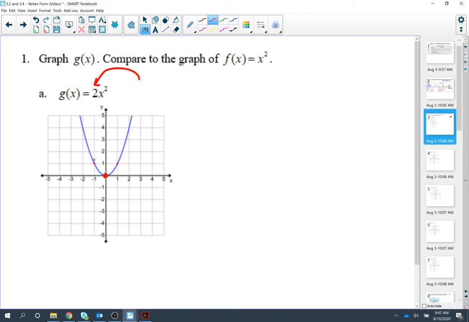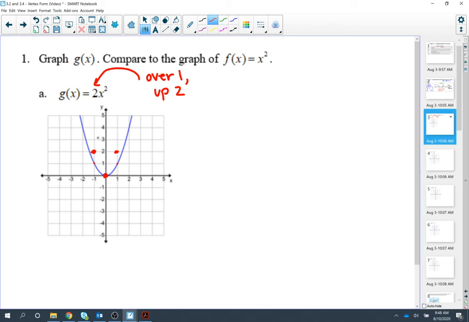What this 2 is going to tell you is you're still going to go over 1. You always, wherever your vertex is, go over 1. That doesn't change. What's going to change then is instead of going up 1, you're going to go up 2. So your only transformation here is you're changing the stretch. So you're going to go over 1, up 2, and you're going to put a dot, and you're going to go over 1, and you're going to go up 2, and you're going to put another dot.